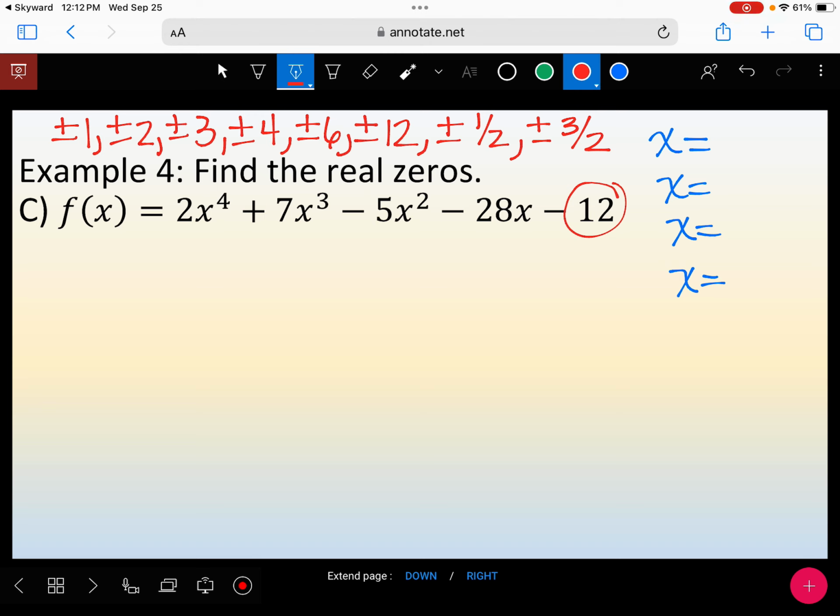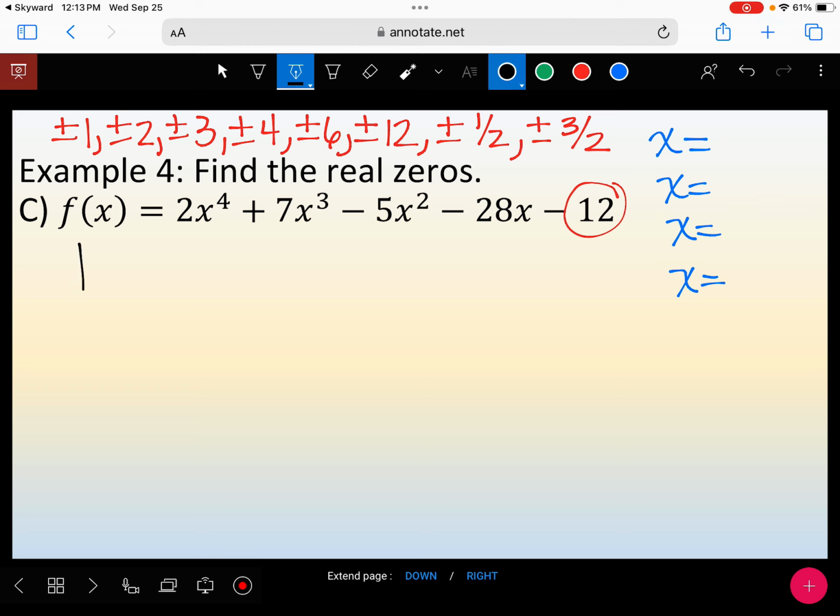Now on the test, though, you're going to have to try 1. Then you'll see it doesn't work. Then you would try negative 1, and that didn't work. And then you would try 2. But for the sake of time, and because we've got skills check, I'm just going to tell you that 1 and negative 1 don't work. All right, so we're going to try 2.